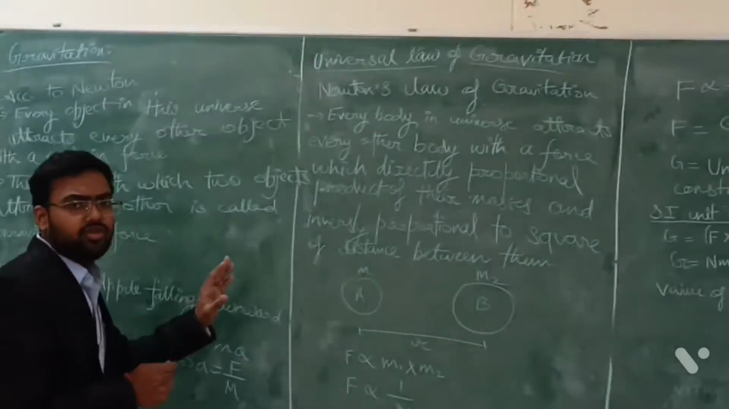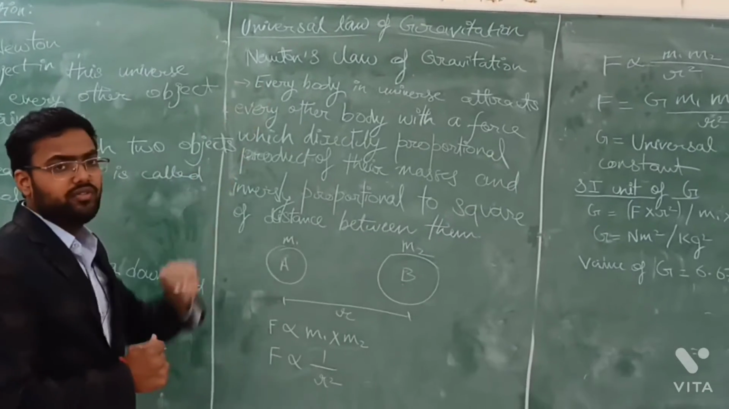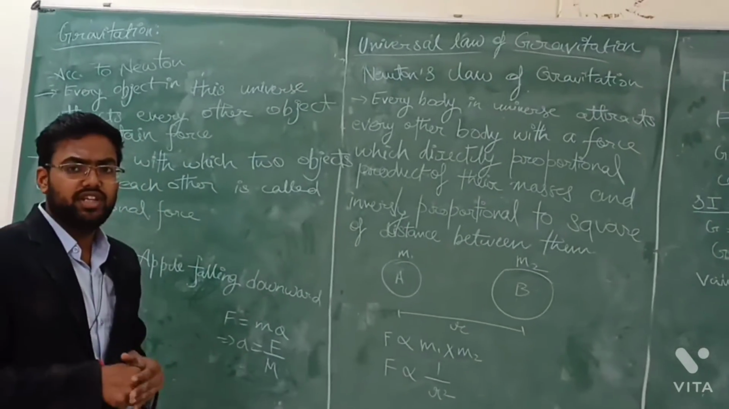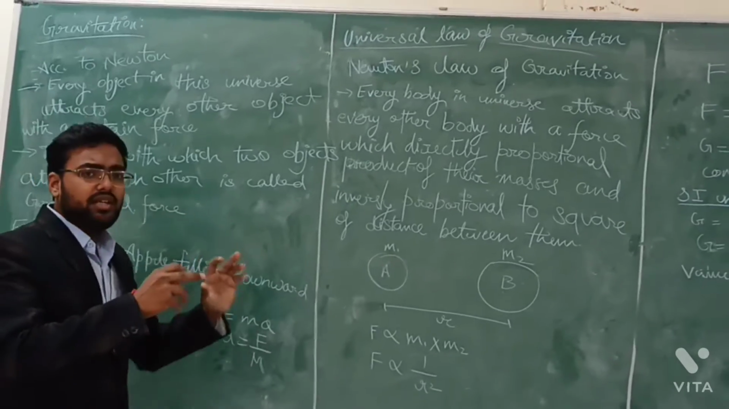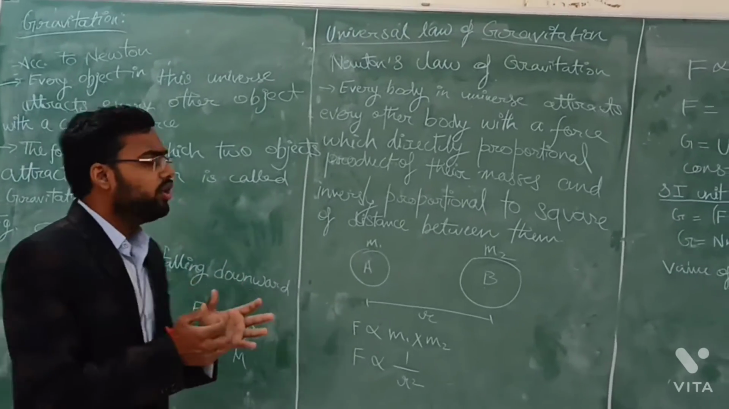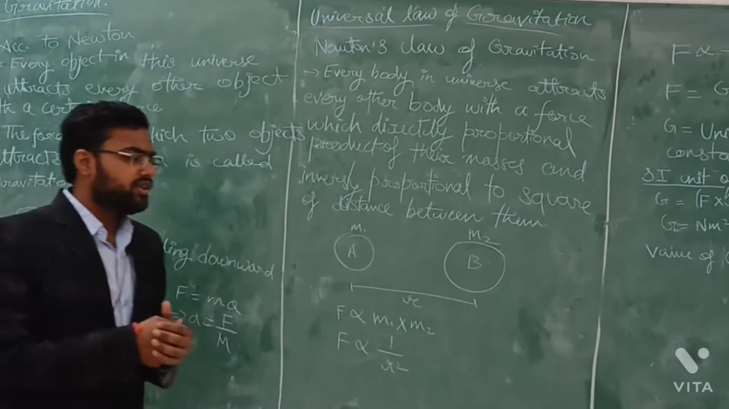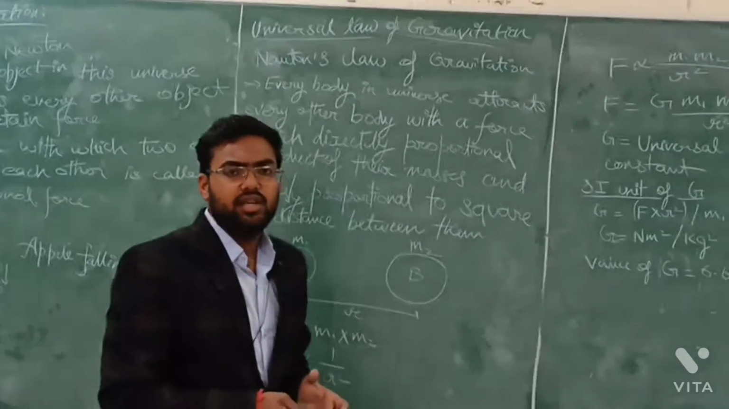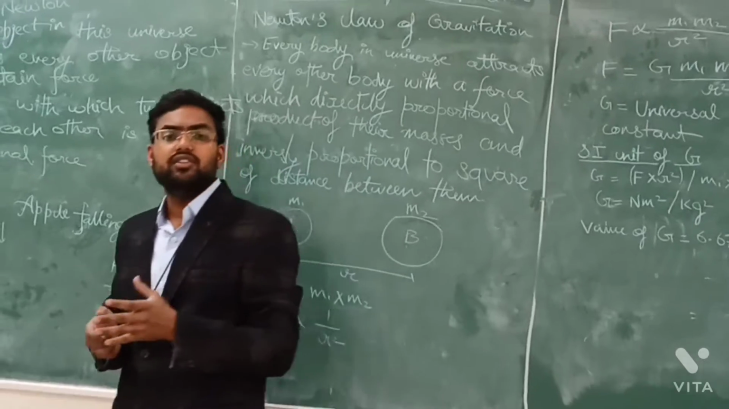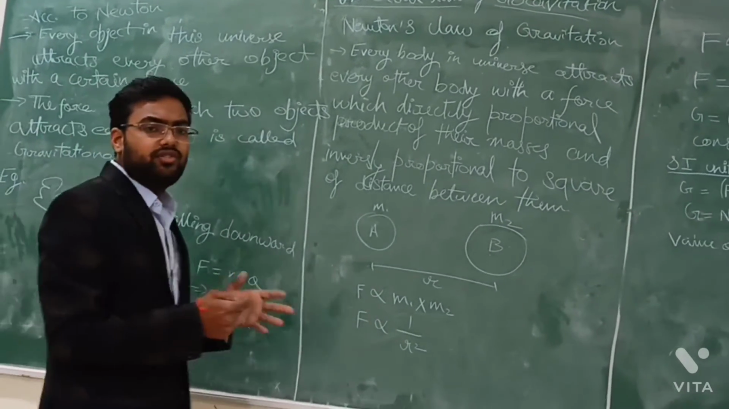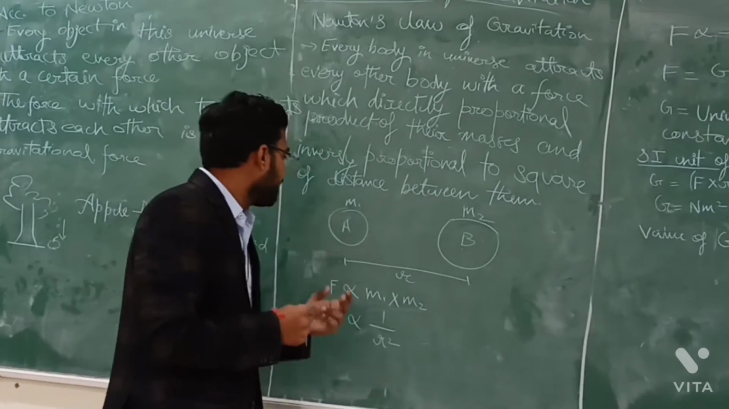Now, coming to our next topic, universal law of gravitation. It is also known as Newton's law of gravitation. It states that every body in the universe attracts every other body with a force, and this force is directly proportional to the product of their masses and inversely proportional to the square of distance between them.